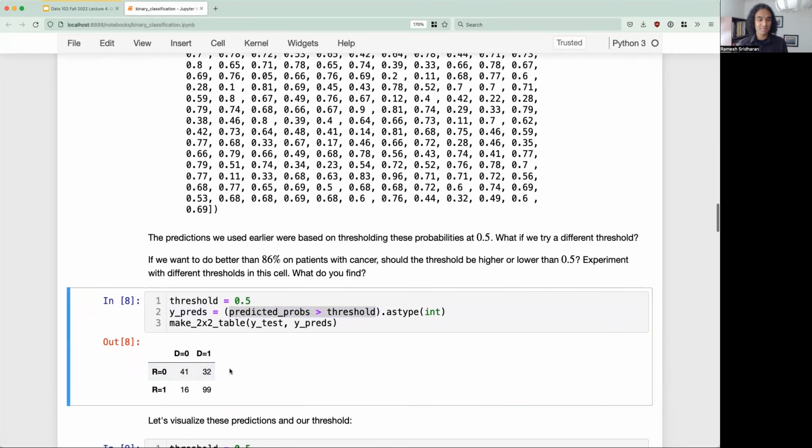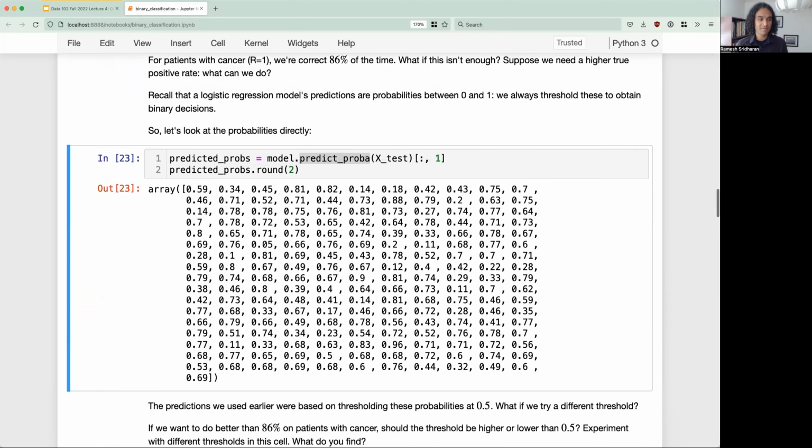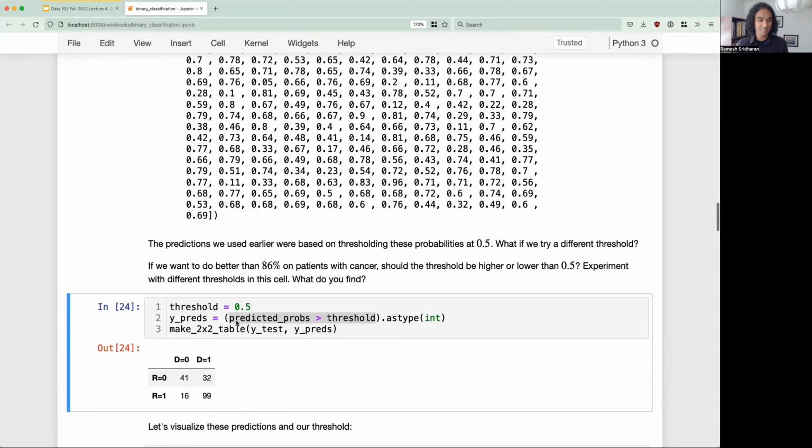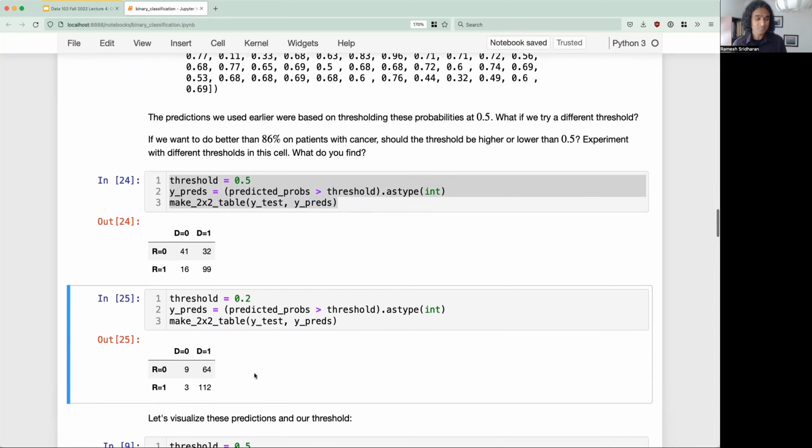So this is the one we had before. This is the cell we had before. And let's run this again with a lower threshold. I don't know, let's say 0.2. So what happened when I set the threshold super low to 0.2? Well, in the reality equals 1 case, now I'm right 112 out of 115 times. So I did even better than before in the case of patients who actually have cancer.